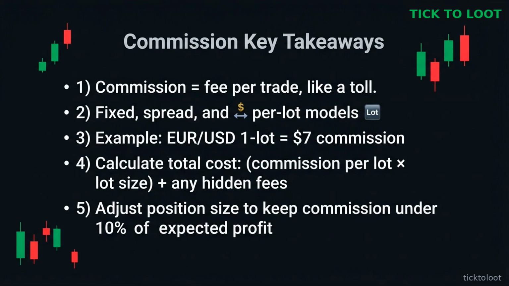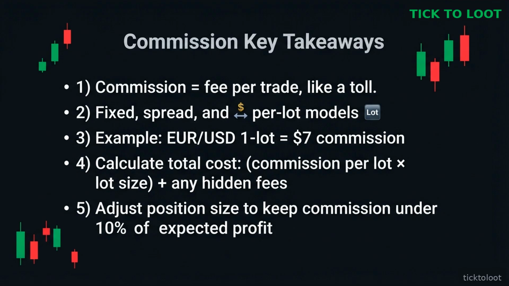First, think of a commission as the entry fee you pay each time you step onto the trading floor. It's a small amount the broker collects for handling your order. There are three main ways brokers charge this fee. The fixed model is like paying a flat ticket price no matter how big your purchase is, say $5 per trade, regardless of whether you buy one lot or 10.